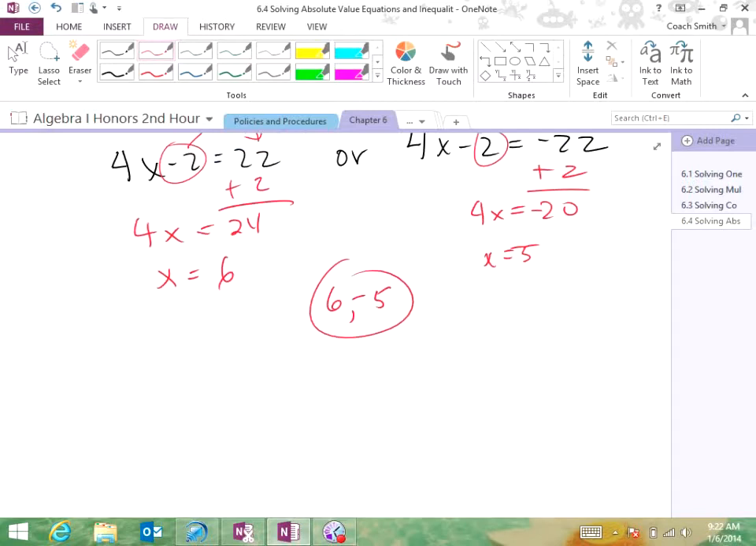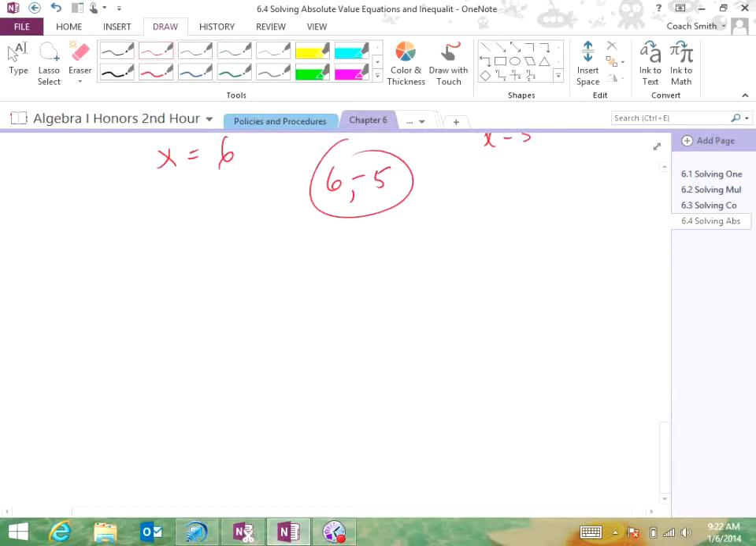Now, do this one on your own. It's not difficult, it's just a little more difficult. Let's see here. Where'd it go? There it is. The absolute value of x minus 3.2 equals 7. Do that one on your own.